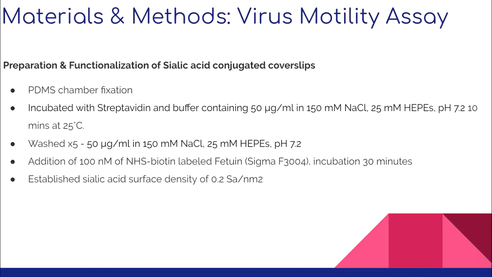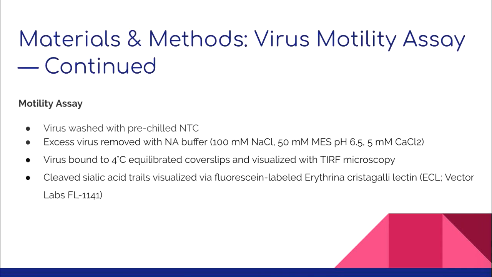Sialic acid conjugated cover slips and viral particles for viral motility assay were prepared under the conditions listed in slides 8 and 9. The prepared cover slips were inoculated with virus and visualized via TIRF microscopy. Motility was assayed by visualizing morphological characteristics, including channels, viral position and intensity of lectin-stained sialic acid cleave trails.